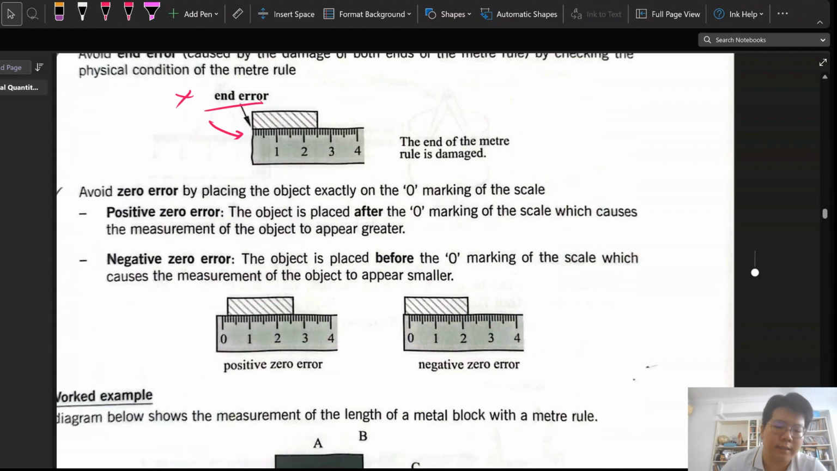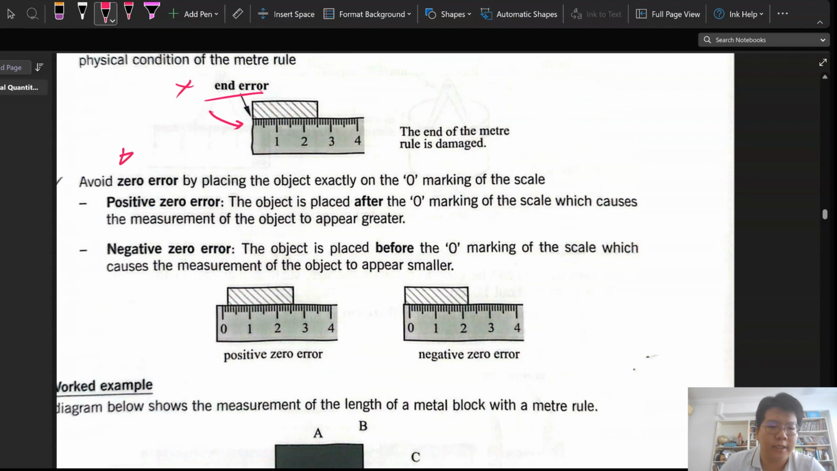The other common error, and this is extremely important, is zero error. So what is zero error? Zero error is when you're placing the object not exactly on the zero mark of the scale. A positive zero error, as the name suggests, is when you're placing the object slightly in front of the zero mark. And a negative zero error is when you're placing it behind the zero mark. So take note of the difference between a positive zero error and a negative zero error.